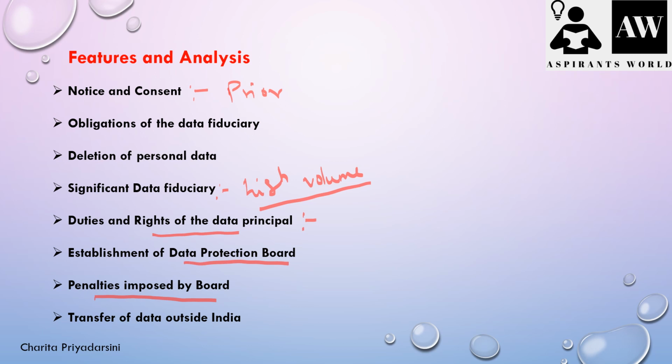The bill proposes 6 types of penalties, which extend to a maximum penalty of up to 500 crore. So the penalties imposed by the board may be very harsh, and this bill gives such power to the board. The transfer of data outside of India can be done if the government notifies a list of countries to which a data fiduciary may transfer personal data, in accordance with such terms and conditions as may be specified in the bill. Based on that only, the transfer of data can be permitted under this bill.